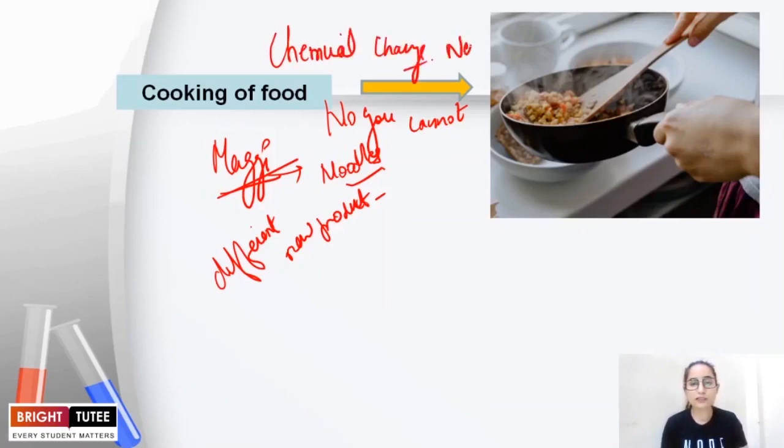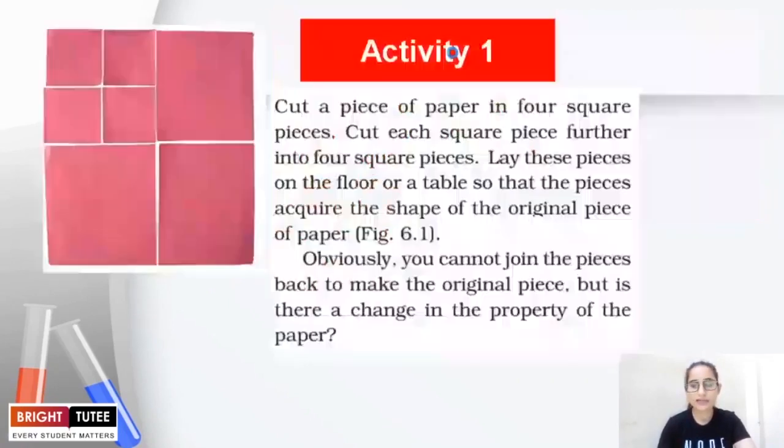Here new products are formed and the change is irreversible. As you can see, you cannot obtain the ingredients back once you have cooked the food, right? So there are new substances formed and it is an irreversible reaction. So this is a chemical change. Alright. Now there is an activity to make you understand even more.